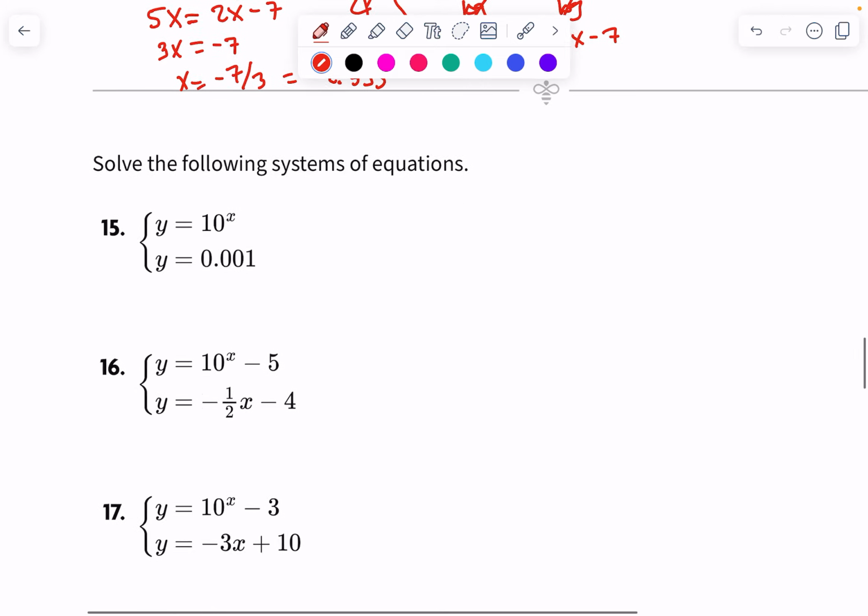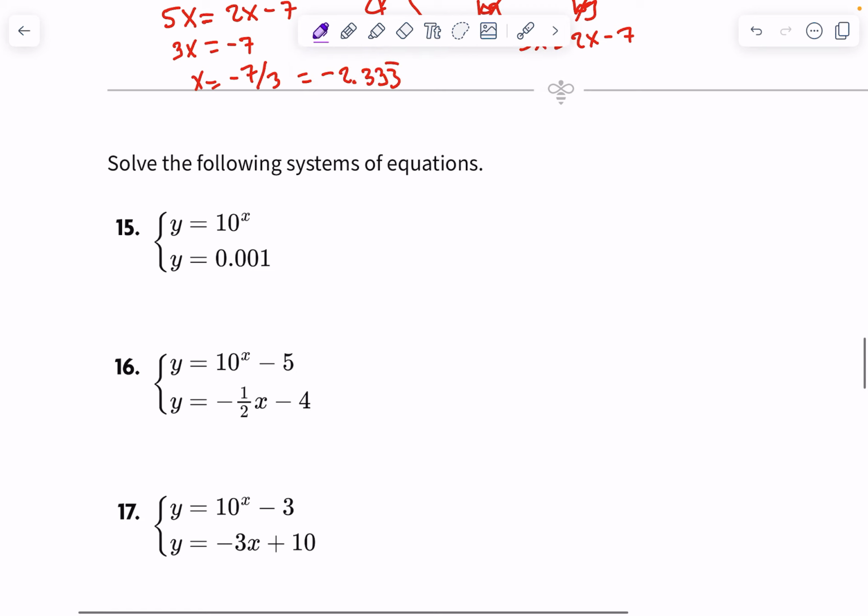Solve the following system of equations. Okay, so y is equal to 10 to the power of x, and y is equal to 0.001. So with a system of equations, I want to have an x and a y. Okay, this is what I want. So let's think about this a little bit.